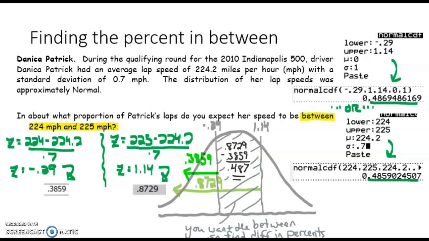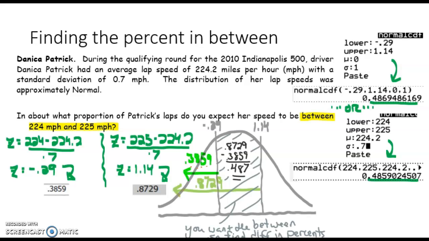And then for the 225, you subtract again the mean, you divide by standard deviation, you're going to get 1.14 for that z-score. So if you go to the tables with these two z-scores, you're going to get 0.3859. And then for the 1.14 z-score, you're going to get 0.8729. Now on the graph, this is what it looks like.